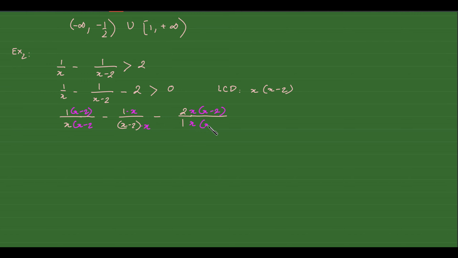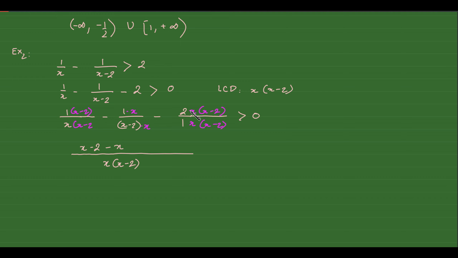Okay, x minus 2. Now I'm going to put everything greater than 0. Everything already has the same denominator, so I'm just going to write one denominator. So you have x minus 2 over here. You distribute the 1, so it will be x minus 2 minus x, right?